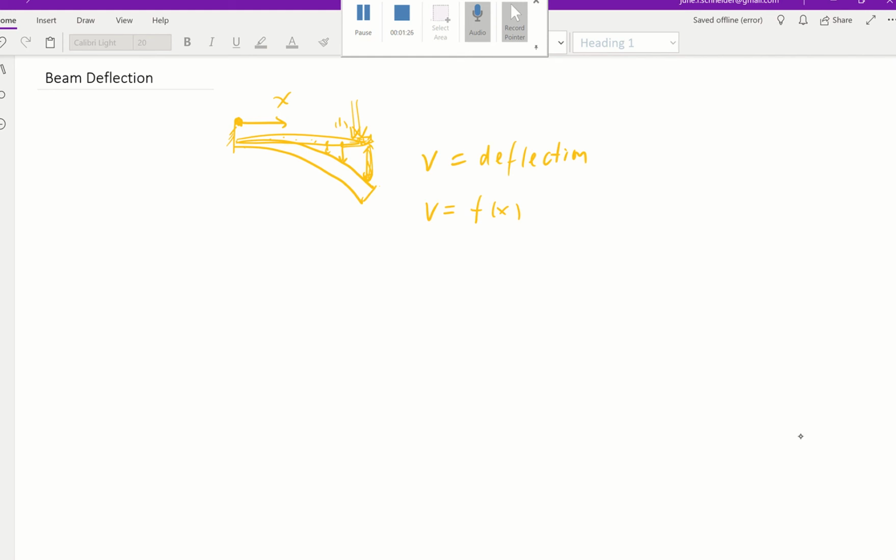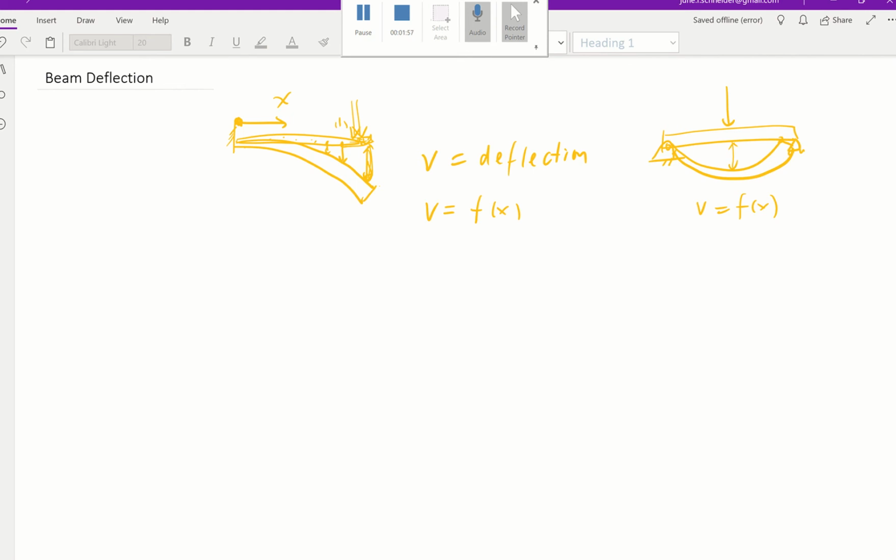So for any example, if I have a simply supported beam and we have a concentrated load, and this beam is going to be deflected like this, and of course you will have maximum deflection right in the middle. And so again, you will have deflection as a function of X. So that's our goal today, trying to find this function for different loading. And here we're going to use our calculus knowledge.